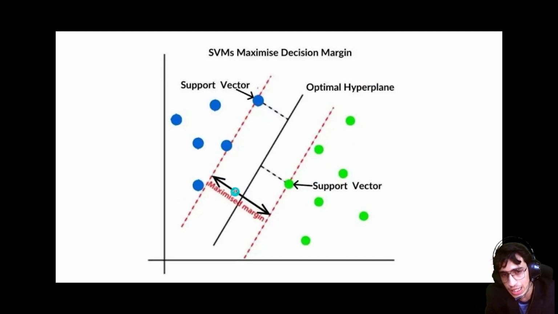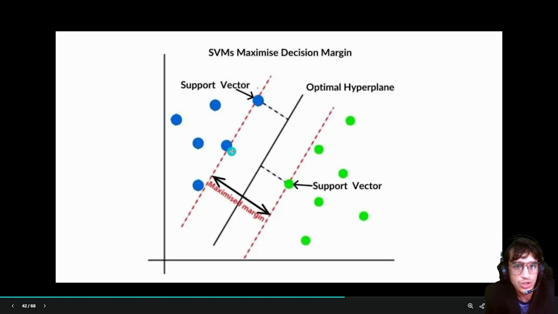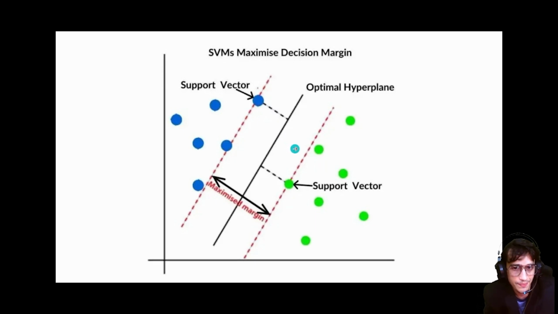This distance is called the margin, and the result of the training is that we get a maximized margin. That is, we should have as wide a margin as we can get. So this is how the process of SVM works.